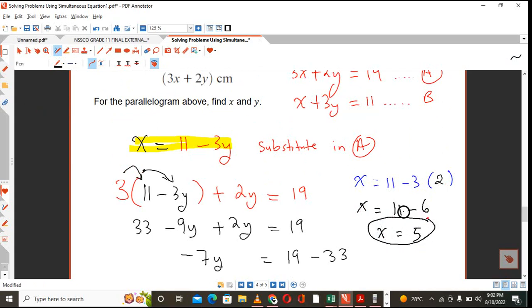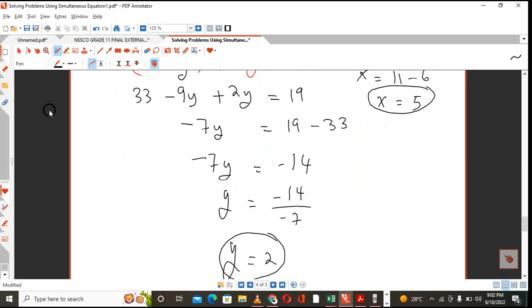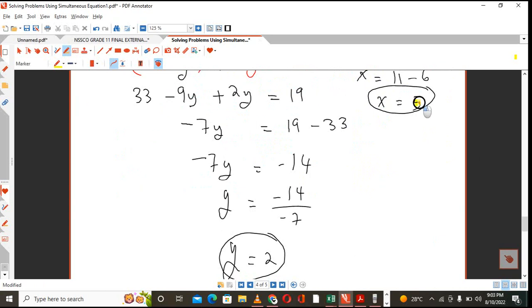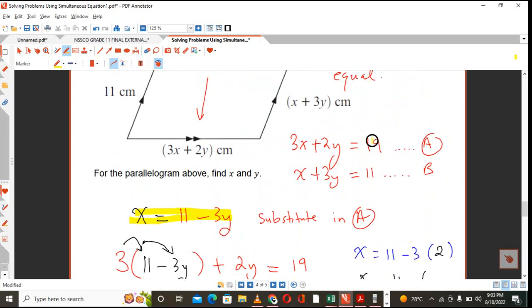And this is then the two solutions to this equation, where x is equal to 5 and y is equal to 2. And again, as I was saying in many of my earlier videos, please do go back and check your two solutions in both equations and see whether the left hand side is definitely equal to the right hand side.